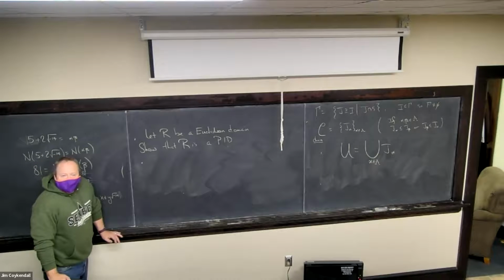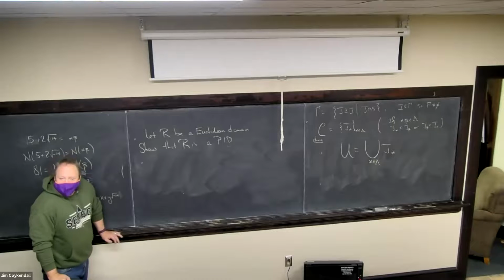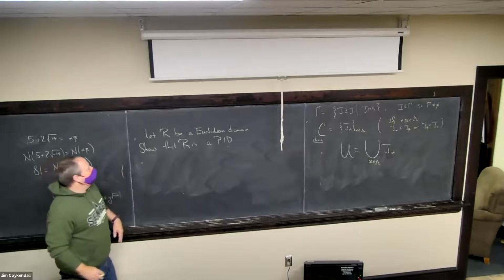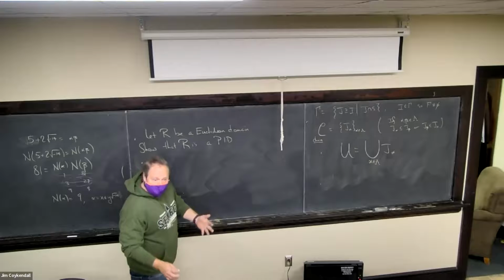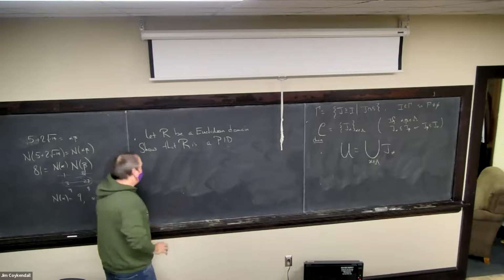Okay, so let's go over this. Apparently I waved my hands at this one and never really proved it, so we'll prove it. Let R be a Euclidean domain; show R is a PID. Let me remind you of the definitions quickly so that I've got the tools at hand.